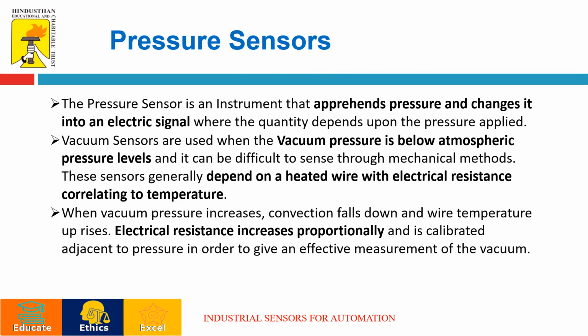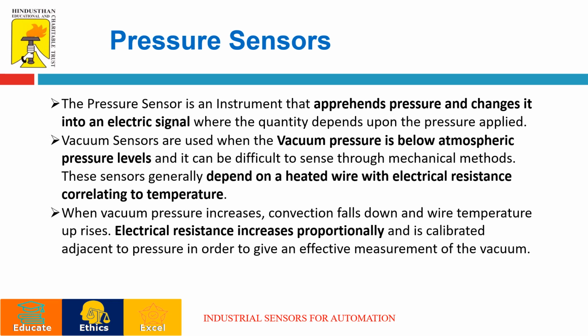Next is the pressure sensor. This is the second important sensor. It gathers the information related to pressure changes, and that is converted directly into an electrical signal. Vacuum pressure sensors measure the pressure below the atmospheric pressure level, where the pressure is very minimal, down to null pressure or negative pressures.